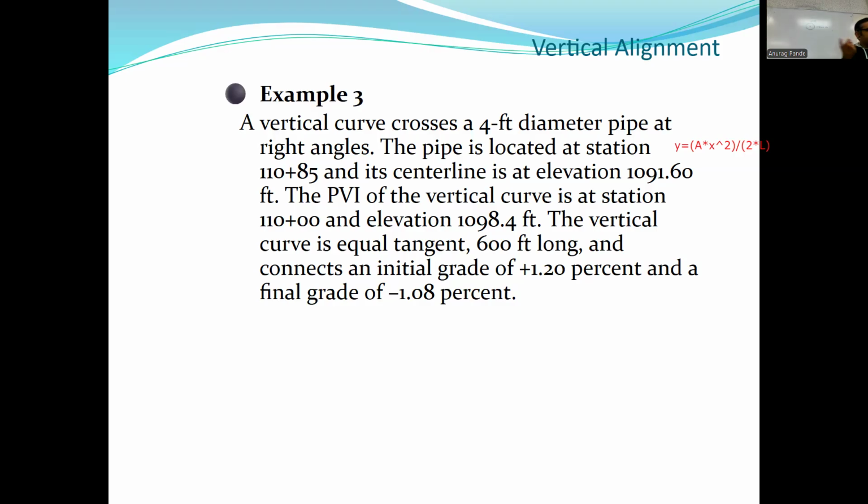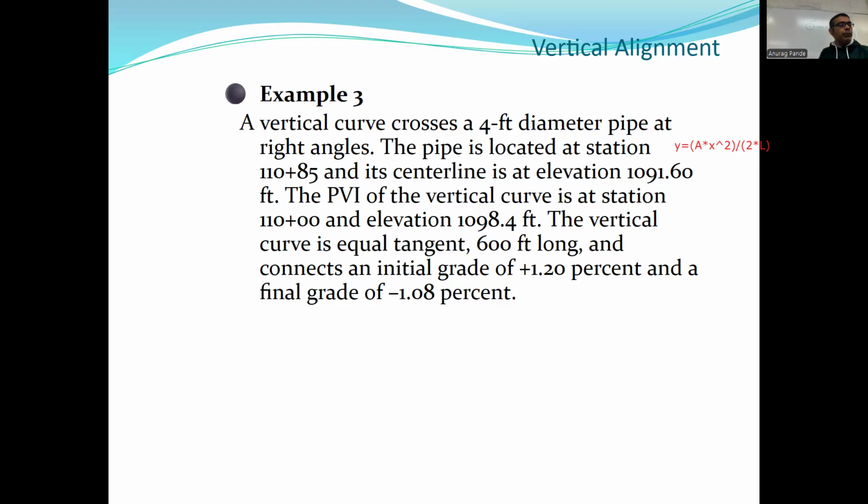The vertical curve is equal tangent. We know that all vertical curves in this class are going to be like that. So we know it's 600 feet long and it's equal tangent. So that means wherever I draw the PVC, it's going to be 300 feet from the PVI. Wherever I draw the PVT, it's going to also be 300 feet from the PVI. Horizontal distance, right? So that's how we define the length.